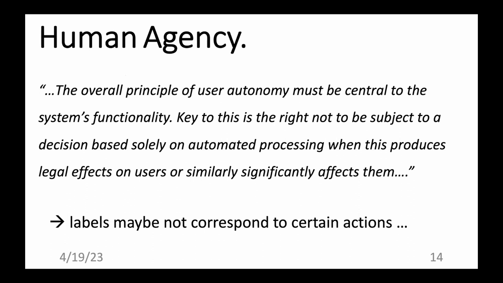Okay, so the first requirement is human agency. And there it states, the overall principle of user autonomy must be central to the system's functionality. Key to this is the right not to be subject to a decision based solely on automated processing when this produces legal effects on users or similarly significantly affects them. So how can we take this into account in our design choices? Well, we should not use certain labels. So remember, the ultimate goal of machine learning is to learn a predictor or a hypothesis that allows to predict something.